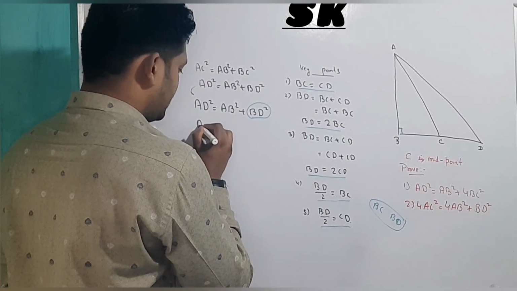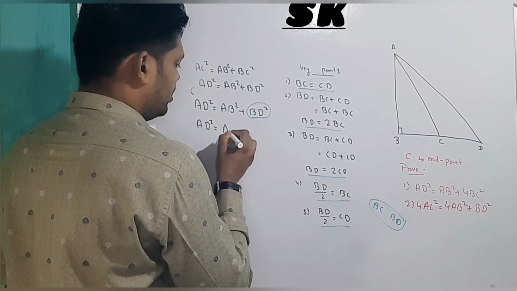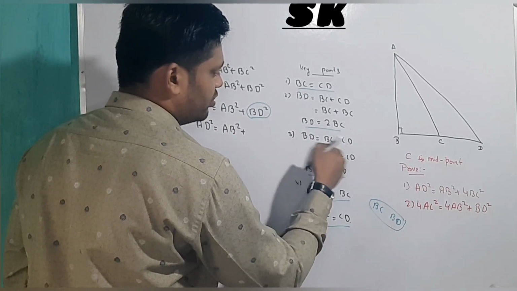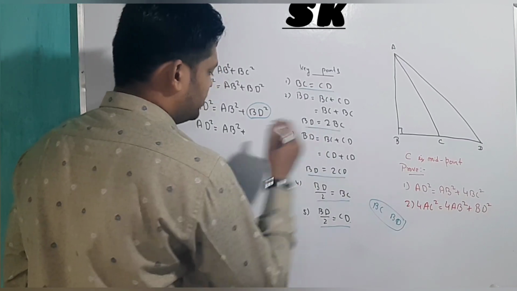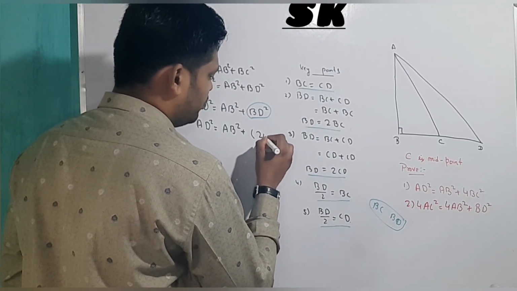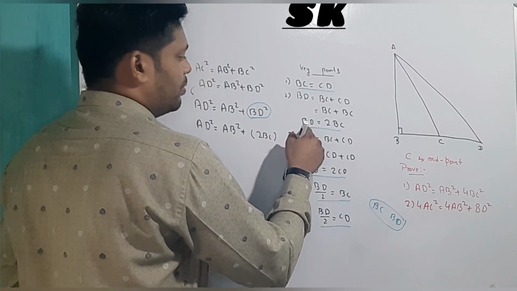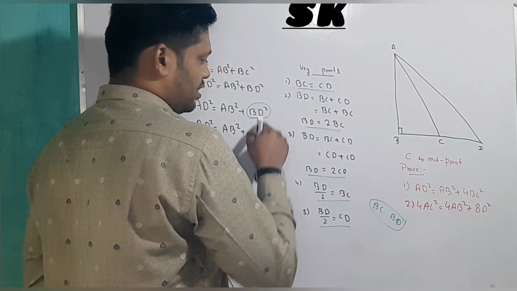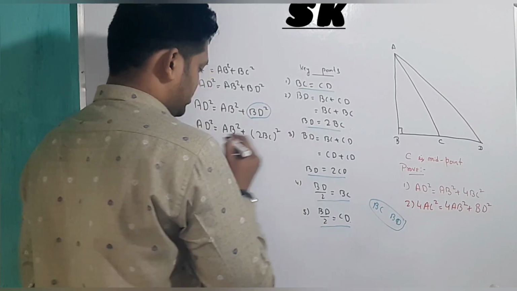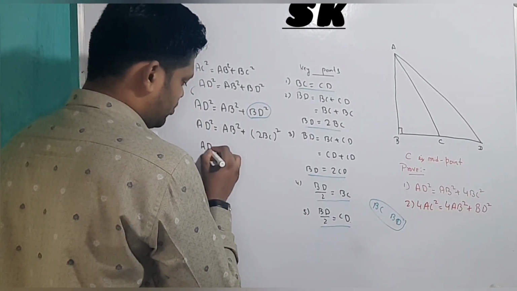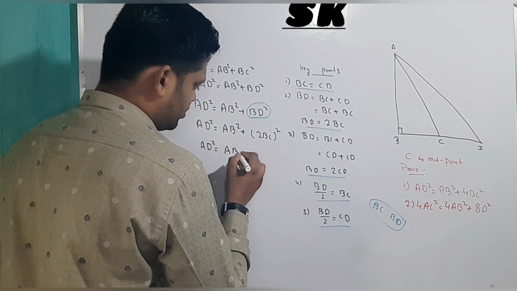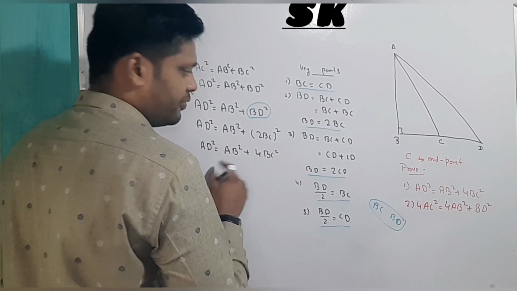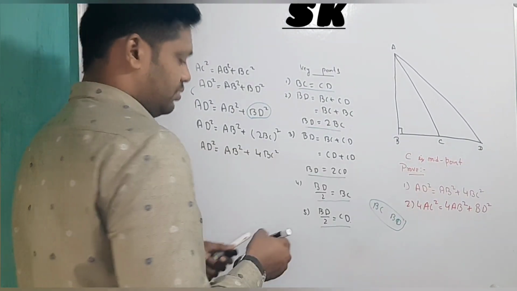So AD square is equal to AB square, and instead of BD, what is there? Sorry, not this one, this one: 2 times BC. So instead of BD, you write 2BC. BD is there, but BD square is there, no? So I have written the BD value, but the square is also there. So AD square is equal to AB square plus 4BC square. We got the answer.